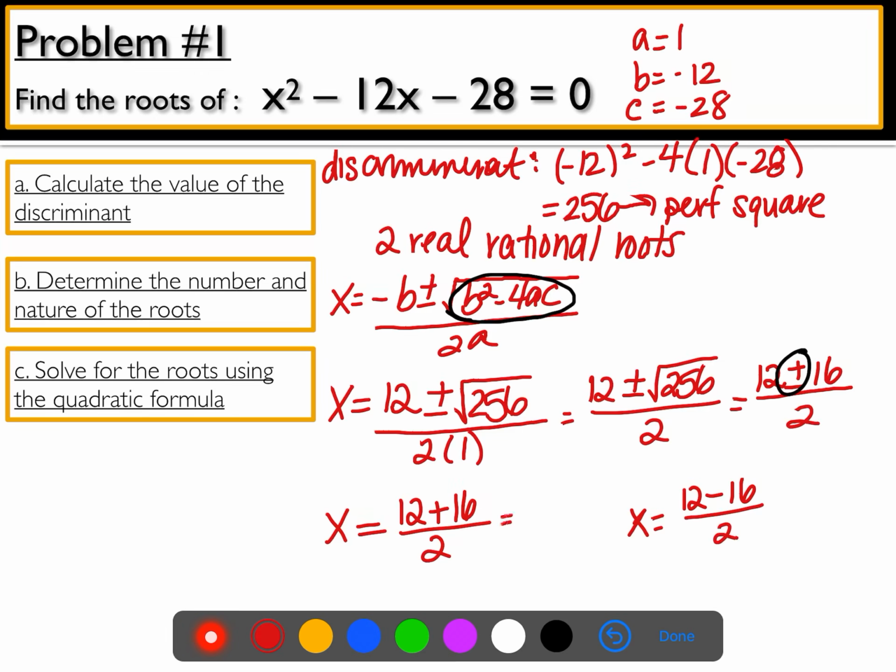So 12 plus 16 is 28, divided by 2 is 14. And 12 minus 16 is negative 4, divided by 2 is negative 2. Those are our roots, 14 and negative 2. So we could solve this by graphing, and that's where it would cross the x-axis. We could solve this by factoring, and those are the roots that we would get. Okay, just make sure that you have x equals written here so that this is in the proper form.